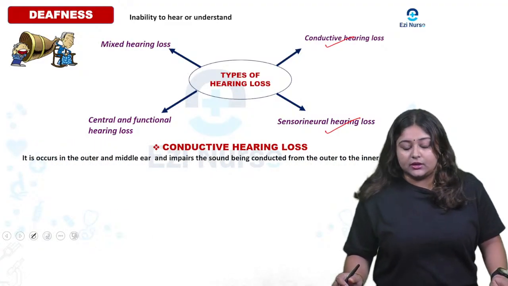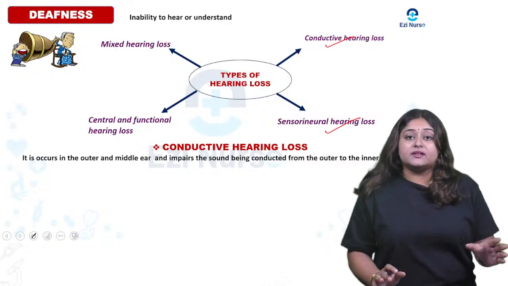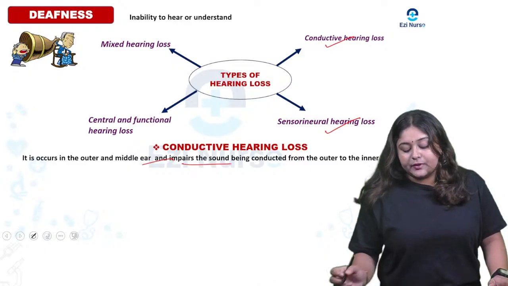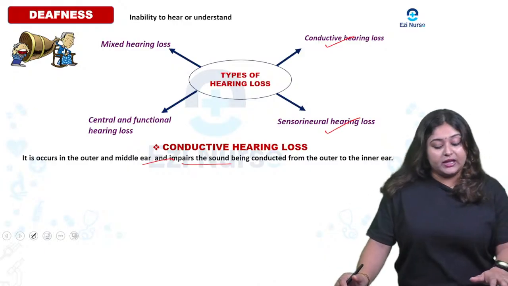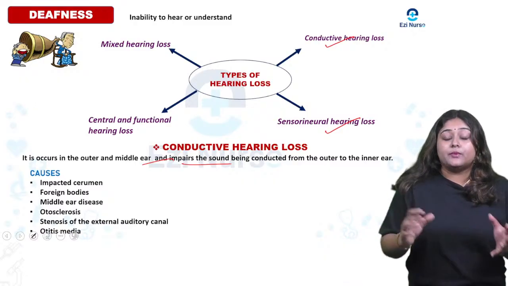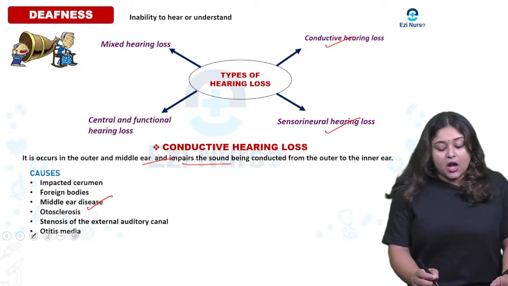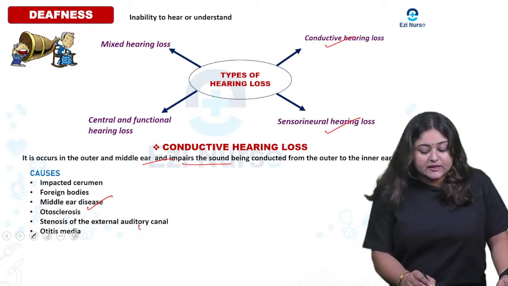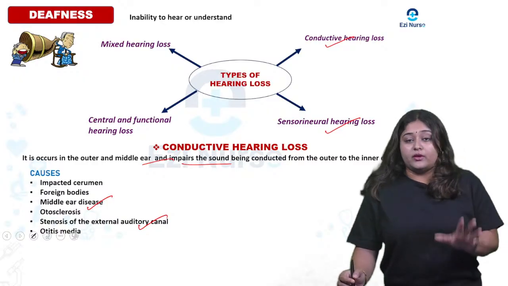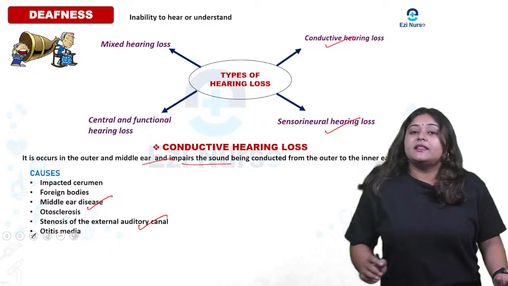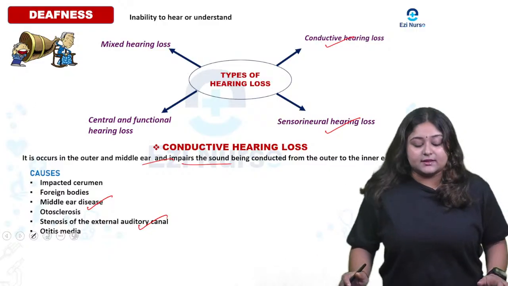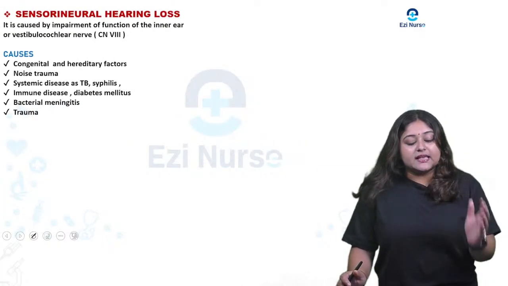First is conductive hearing loss. It occurs in the outer ear and middle ear and impairs sound being conducted from the outer to the inner ear. So what are the causes? Impacted cerumen, sometimes foreign body accumulation, middle ear disease, otosclerosis, then stenosis of the external auditory canal, as well as otitis media. If you want to know details about each and every cause, then go to the Easiness application and see the classes.